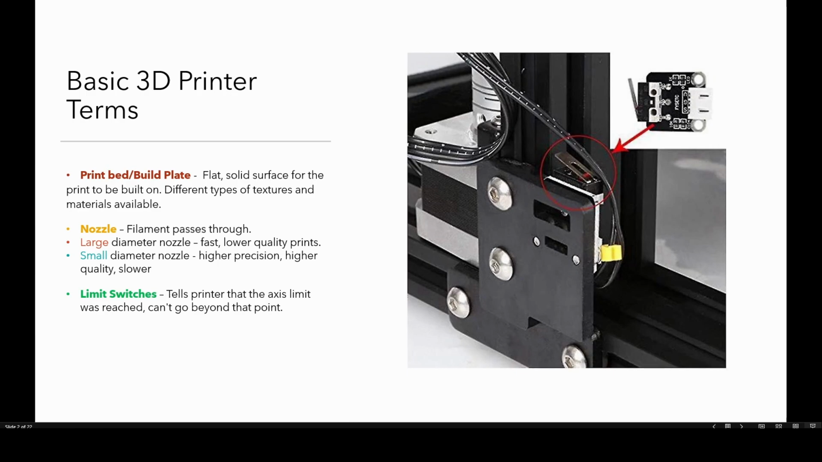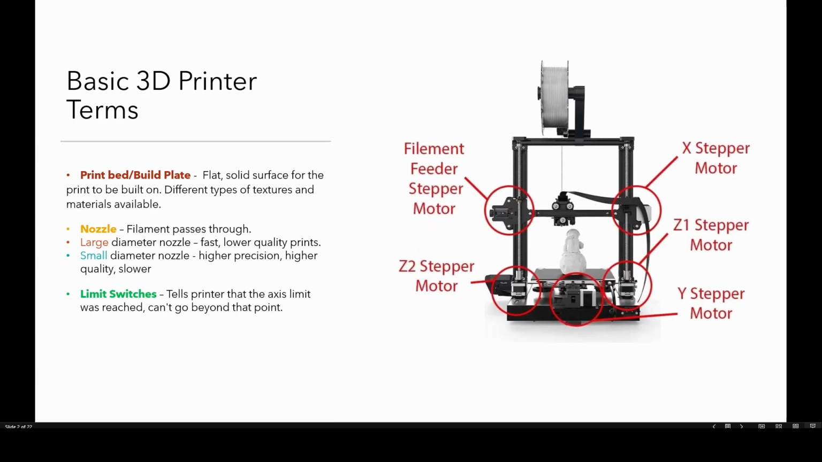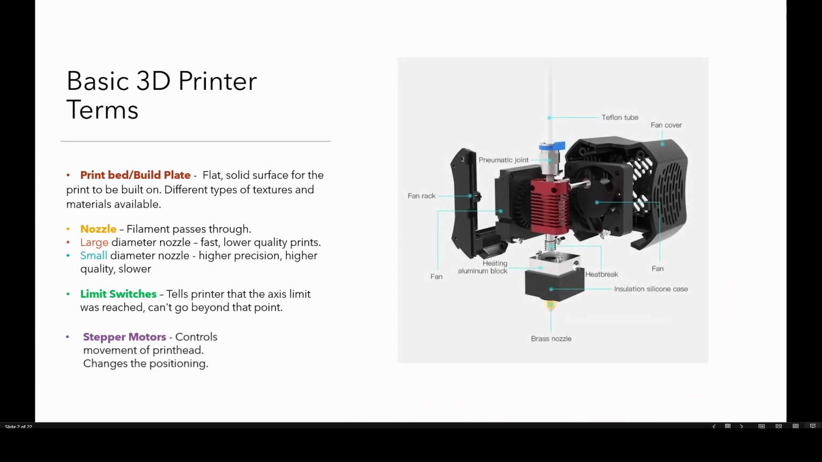There are also stepper motors, which are used to control the movement on the axes and allow for the print to take place. There is usually a stepper motor on each axis of the printer. The one on the x-axis moves the print head, which allows the nozzle to be positioned correctly. The one on the y-axis sometimes moves the print bed or the print head, depending on the type of 3D printer you have.